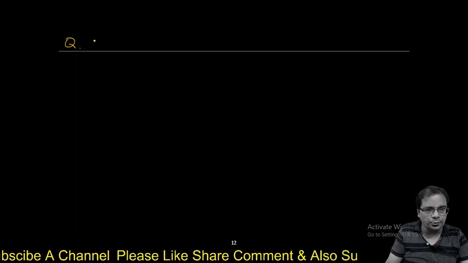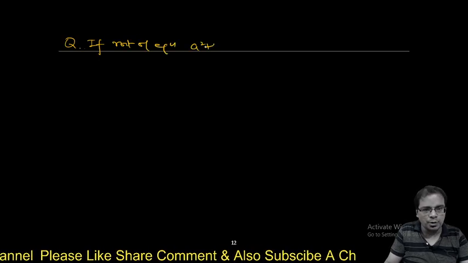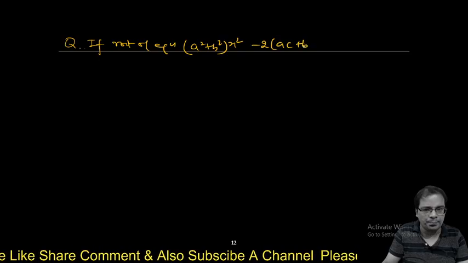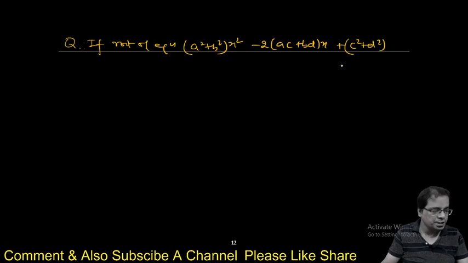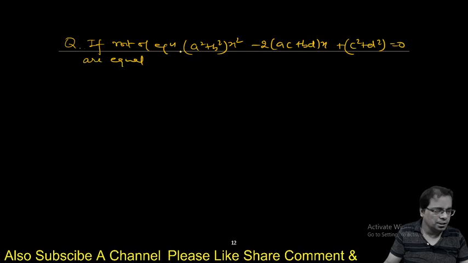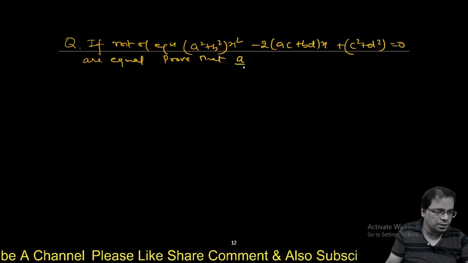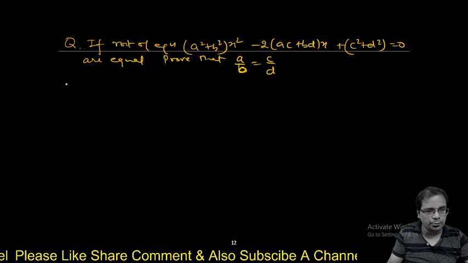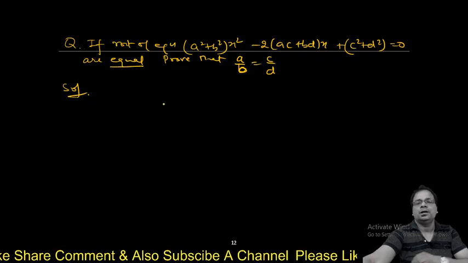First, listen carefully: if the roots of the equation (a square plus b square) into x square minus twice of (ac plus bd) into x plus (c square plus d square) equal to 0 are equal, prove that a upon b equal to c upon d. So again, if the roots are equal, then apply the condition.